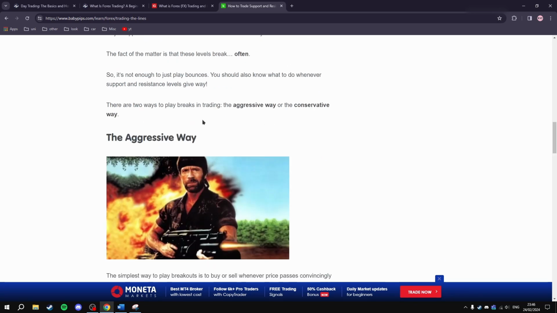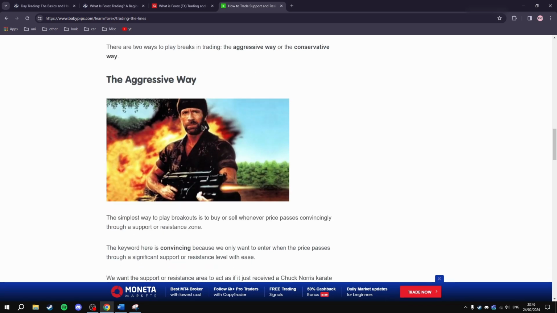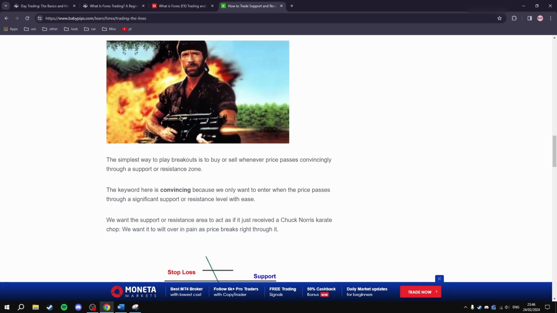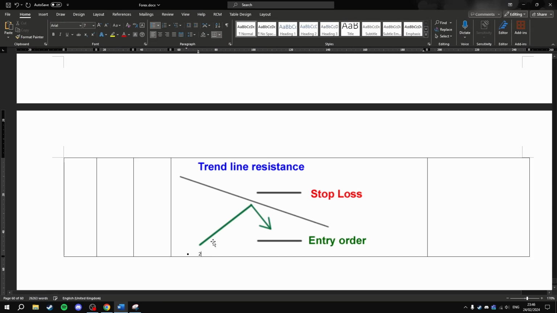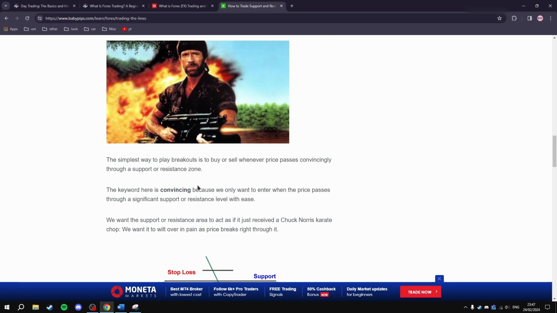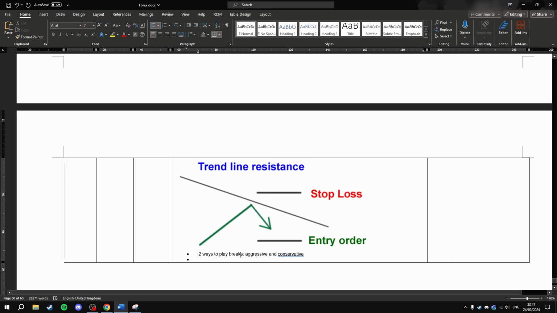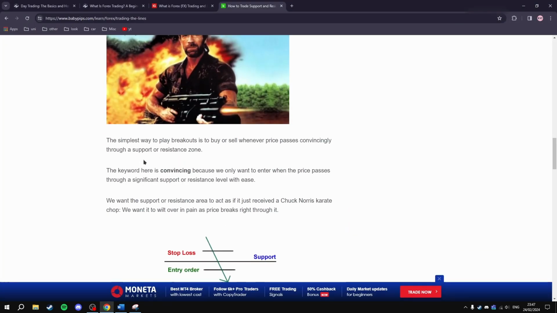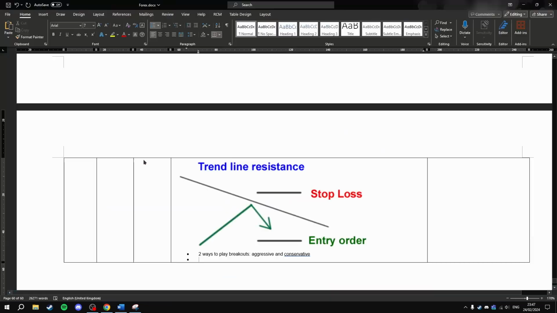There are two ways to play breaks in trading: the aggressive way or the conservative way. The aggressive way. Hey look, it's Chuck Norris, I think. Two ways to play breaks: aggressive and conservative. The simplest way to play breakouts. Let's rename this to breakouts. The simplest way to play breakouts is to buy or sell whenever price passes convincingly through a support or resistance zone. This is the aggressive, isn't it?